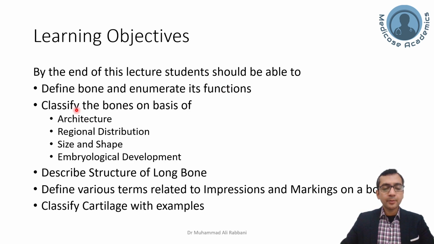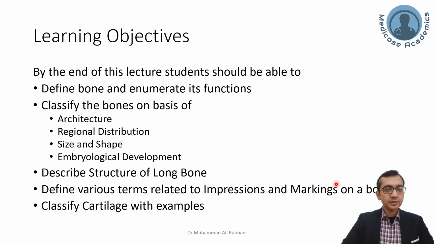We will classify the bones on various classifications: on the basis of their architecture, on the basis of regional distribution, shape and size, and embryological development. We will briefly go through the general structure of the long bone, quickly go through and define various terms that are related to impressions and markings on a bone, and then we will try to classify the cartilage and look at examples of each of them.